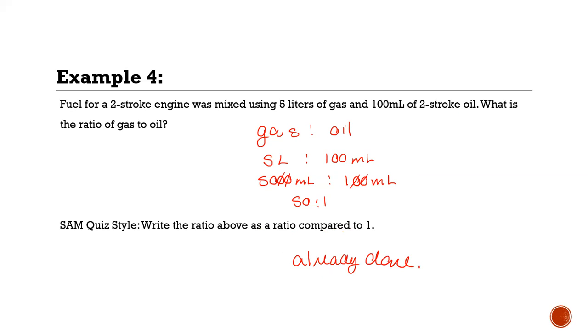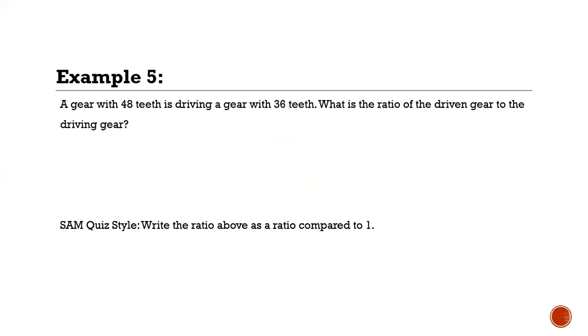And just one last question for you. And it's a nice, easy question for us. A gear with 48 teeth is driving a gear with 36 teeth. What's the ratio of the driven gear to the driving gear? Now, this is the order in which the ratio is typically always written. And I'll admit, I often have to look it up. I struggle to remember what order, and it's a left-right dyslexic thing that I have.